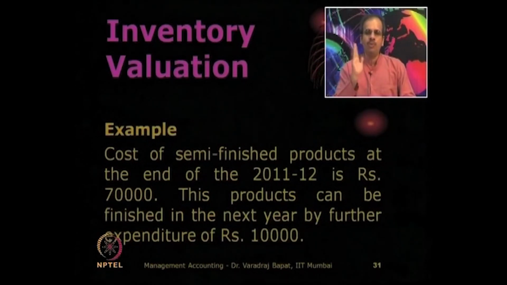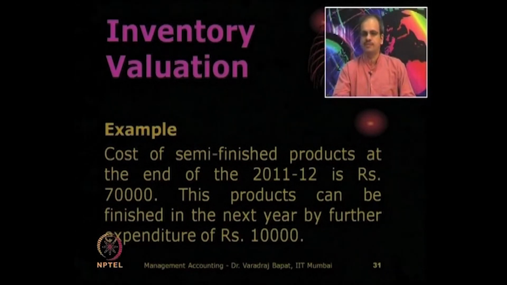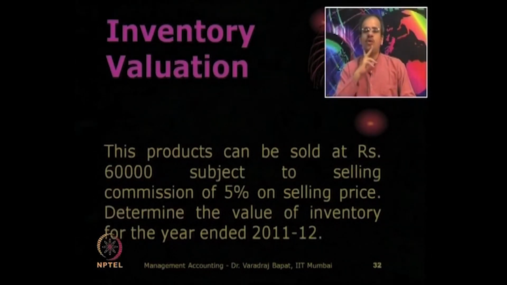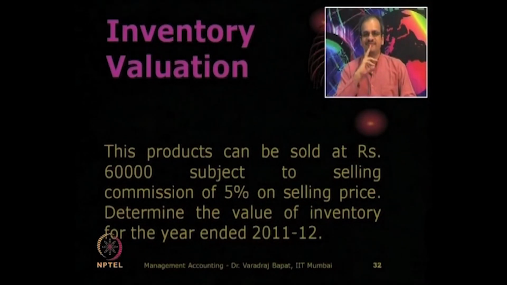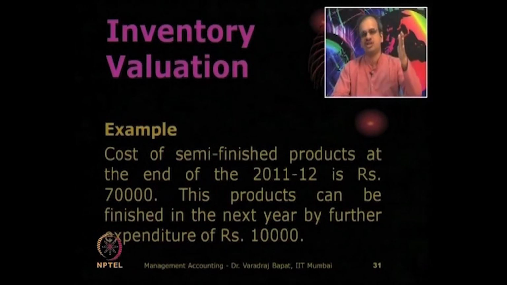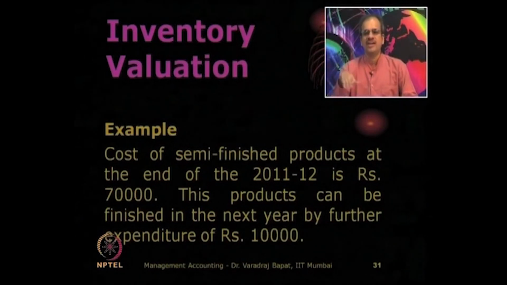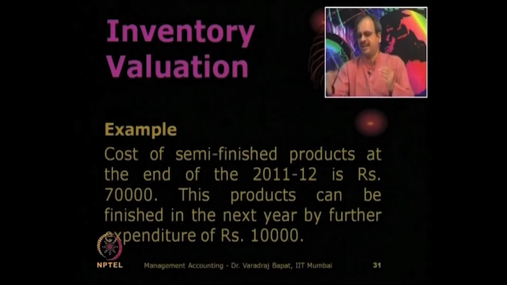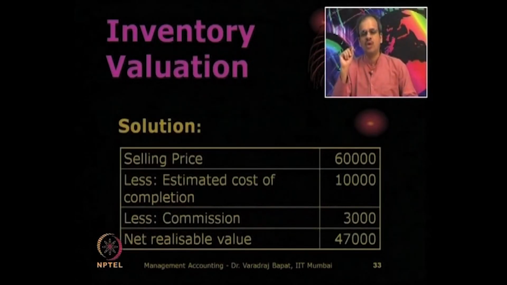So, you have the data of both now, cost as well as market prices. Think over what will be the value of inventory. What is the rule of valuation? The rule of valuation is cost or net realizable value, whichever is less. So, let us try to calculate first the cost and the net realizable value. How much is the net realizable value?